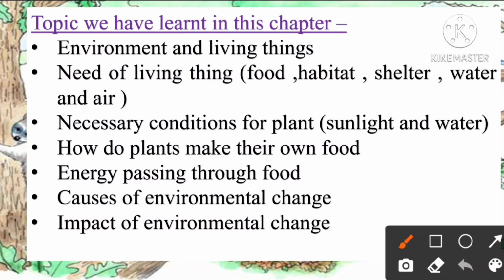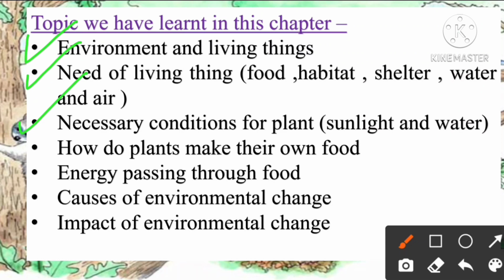Then you will be easily able to recall what topics you have learned in the previous discussion classes. You have learned about the environment and living things. Then you have known what are the things that living things need in order to survive and grow. They need food, habitat, shelter, water and air. Then you have learned about the necessary conditions that plants need for growing or for surviving. That means you have learned about the importance of sunlight and water through an experiment. Then you have learned how plants make their own food.